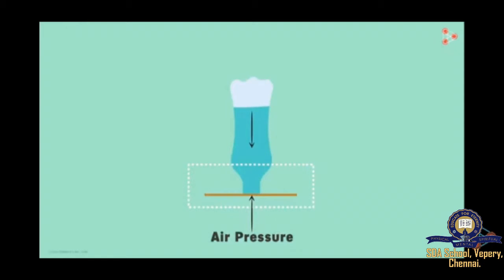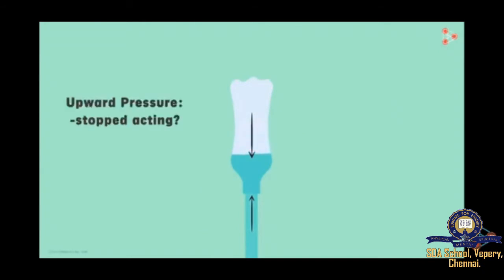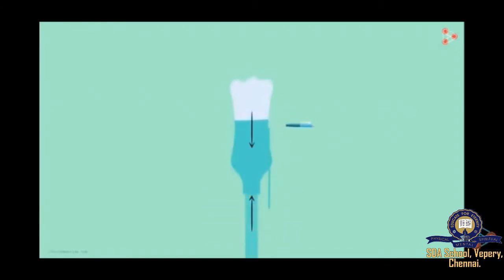Now make a few holes in the bottle at its base. What happens now? Why did the paper fall off? Did the upward pressure on it stop acting, or did it reduce in value? No, it didn't. The upward pressure on it by the air remains the same, but the downward pressure increased in its value. When we made holes in the bottle, we allowed air to flow inside it from the top.